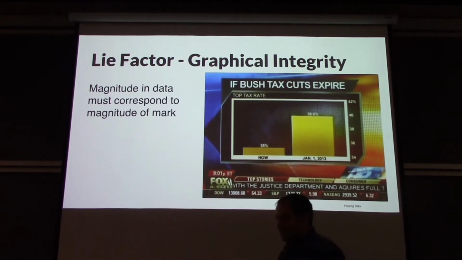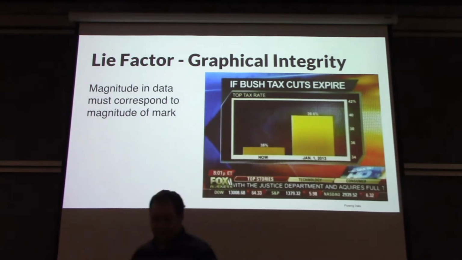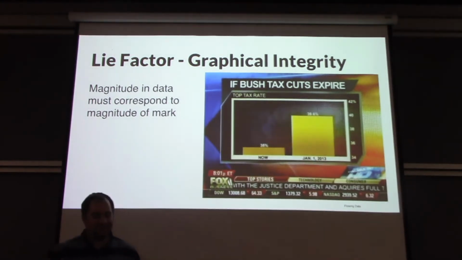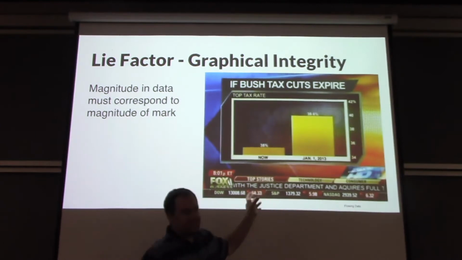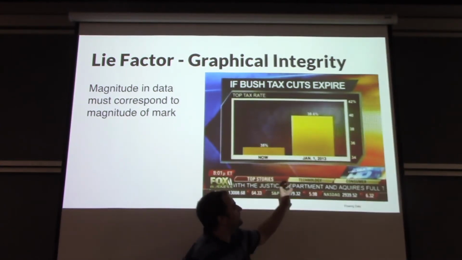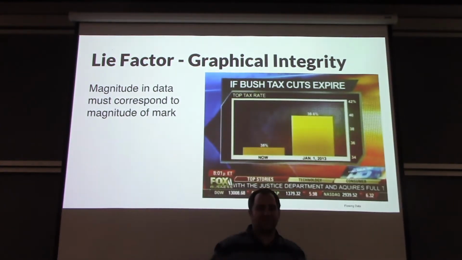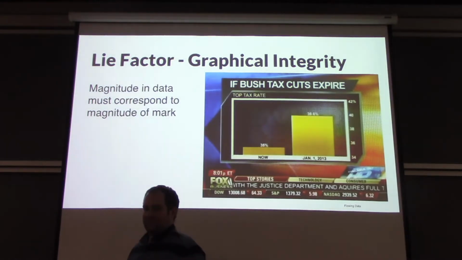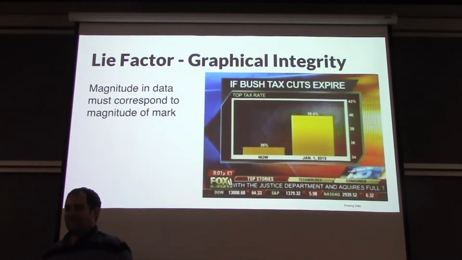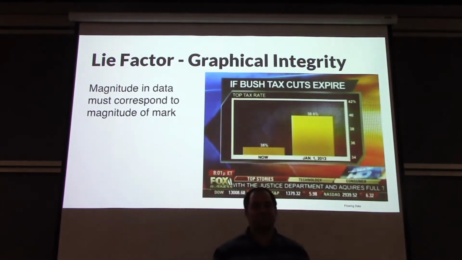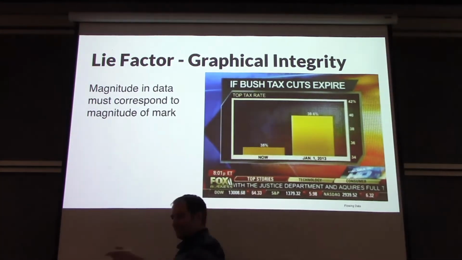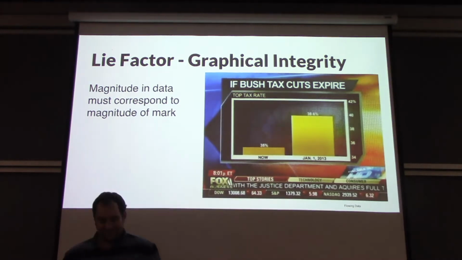And Fox News, unbiased news source as it is, has created that chart. And it essentially shows us, well, right now we're paying 35% taxes, and then once this tax cut expires, we're suddenly paying 5 times as much taxes. Is it what they're really showing here? No. So what's wrong here? They started the scale at 34, not at 0.